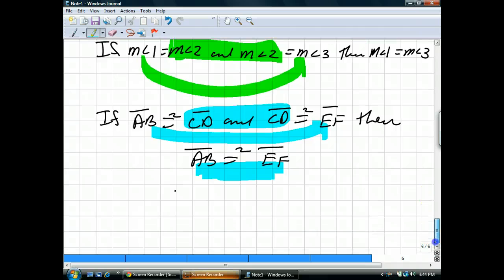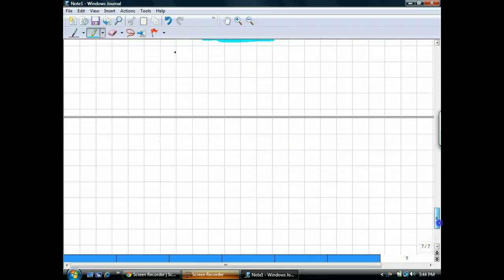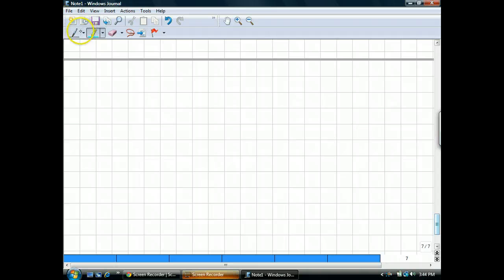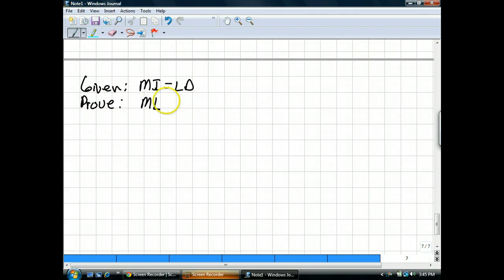All right, now we're going to do an example of our first proof. Something that you have to prove has several parts. You must have a given. In this case, our given is length of MI equals length of LD. And you have to have something that you're supposed to prove. We want to prove that length of ML equals length of ID.